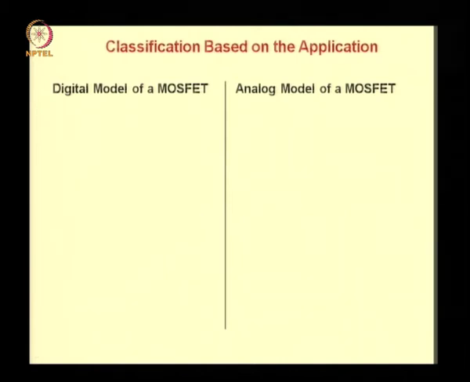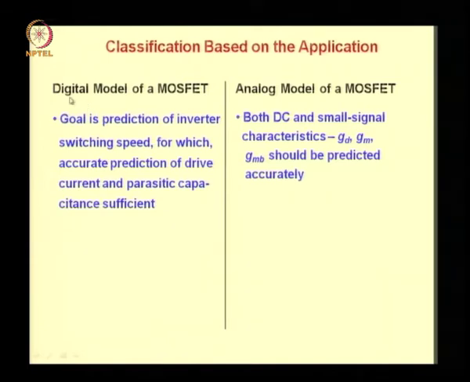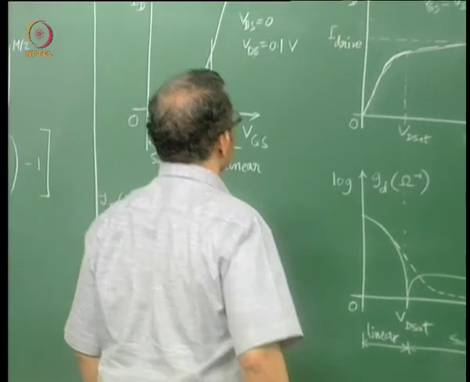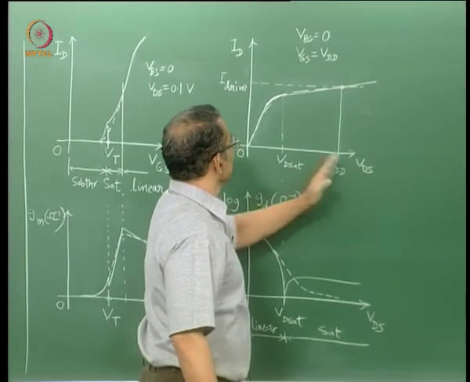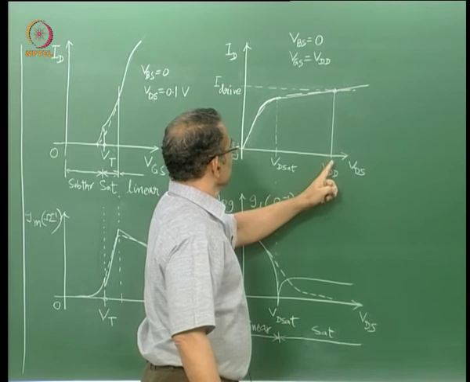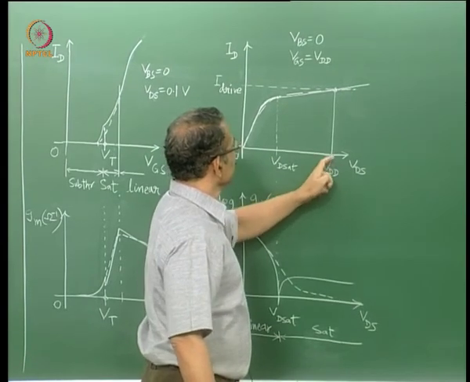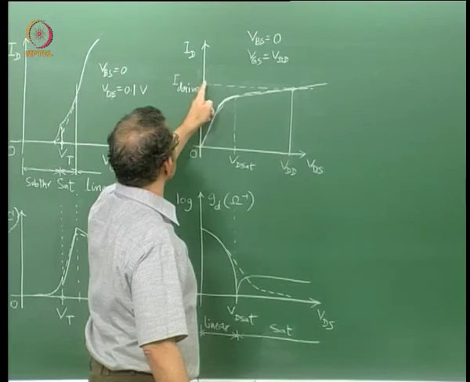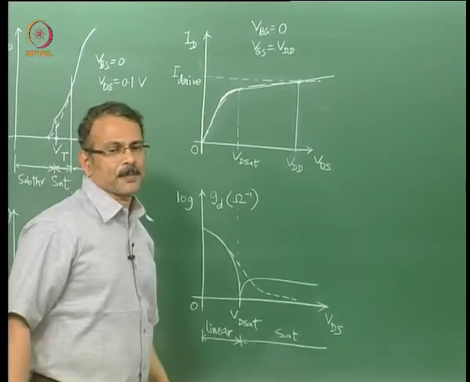Let us look at a final classification based on application, namely digital model and analog model of a MOSFET. Digital model, the goal is prediction of inverter switching speed, for which accurate prediction of drive current and parasitic capacitance is sufficient. So what is a drive current? Look at the ID/VDS characteristic of a MOSFET. The current corresponding to VDS equal to VDD, that is the maximum current in the device. This is called the drive current.